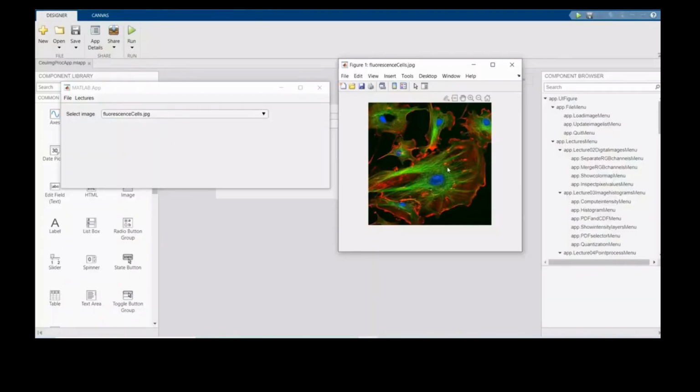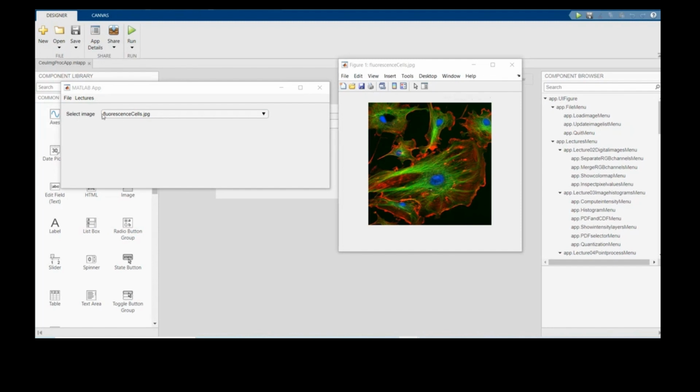Good. So we were here. We presented last time. We introduced the idea of probability density function, the histogram, the cumulative density function, and so on. So let's see those in practice.